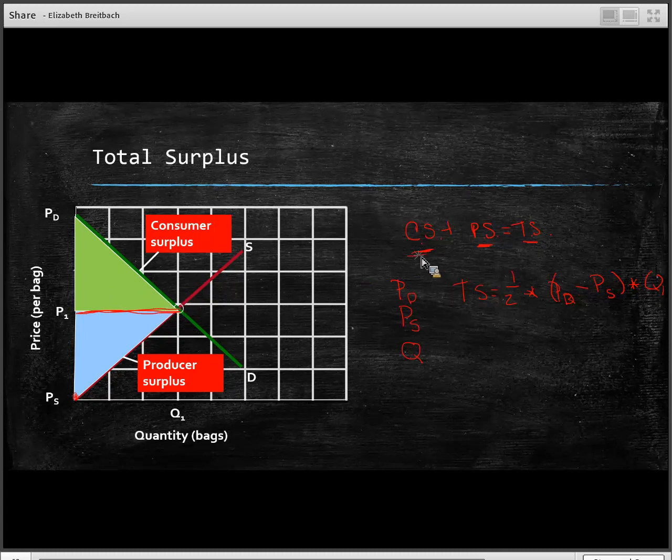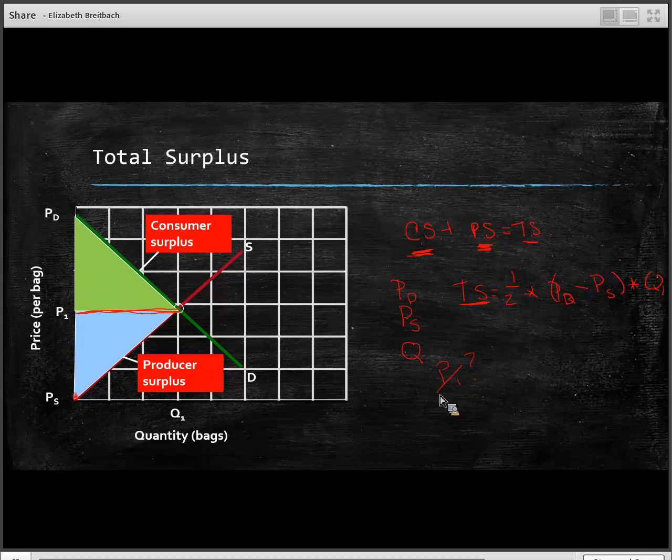You can either calculate consumer surplus, calculate producer surplus, and add them together, or take 1/2 times the PD number, where our demand curve intersects with the price axis, minus PS, where the supply curve intersects with that axis, and then multiply that by the equilibrium quantity. So what you see is when you calculate total surplus as a whole, you don't need to know that equilibrium price.